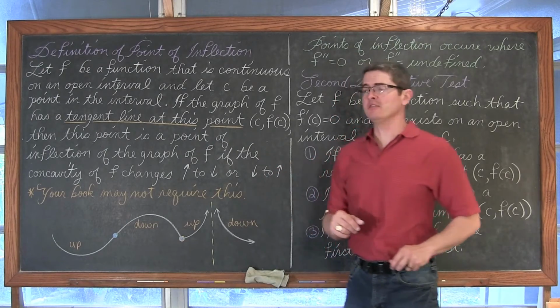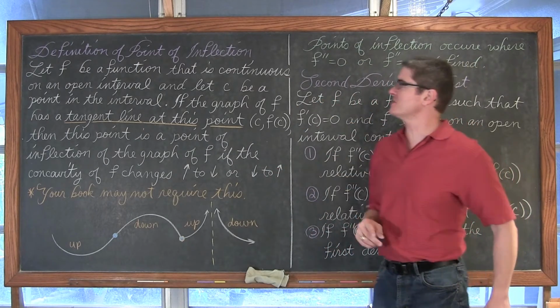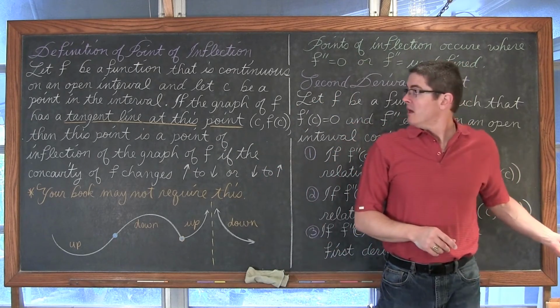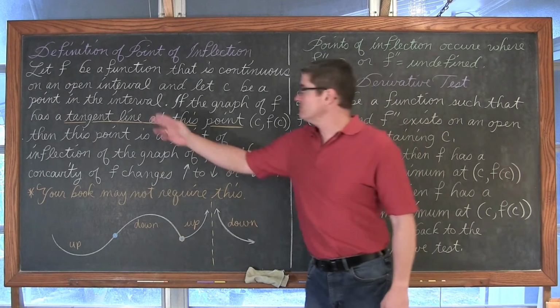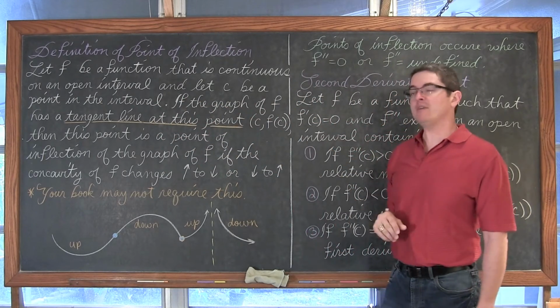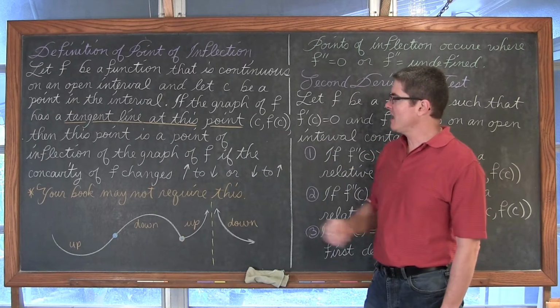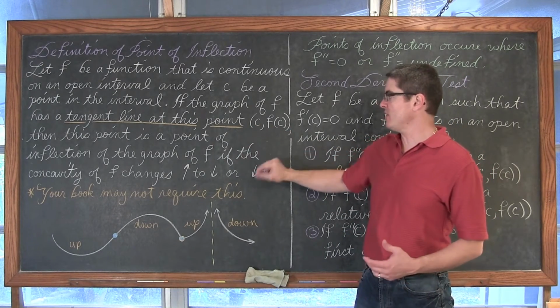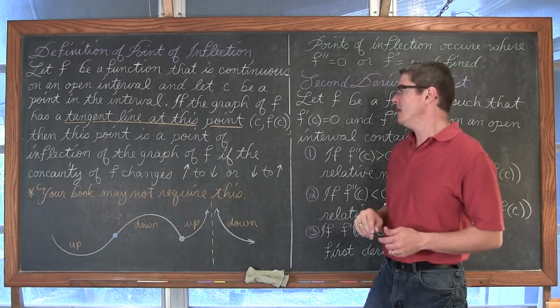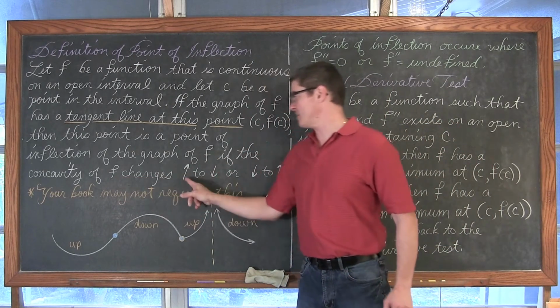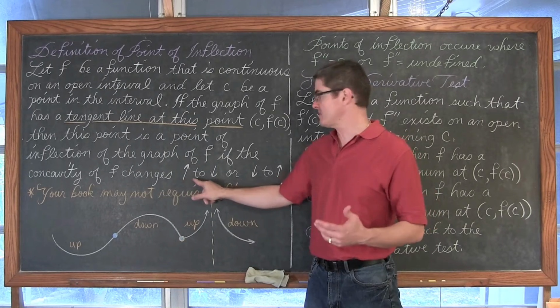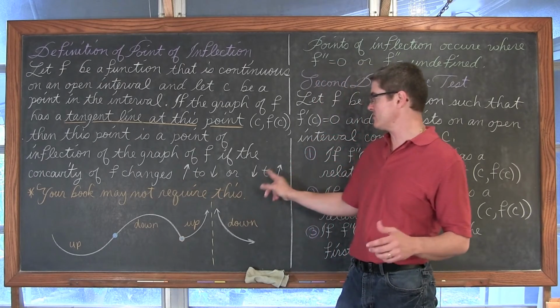Definition of point of inflection. Let f be a function that is continuous on an open interval, and let c be a point in that interval. If the graph of f has a tangent line at this point, c, f of c, then this point is a point of inflection of the graph if the concavity of the function changes from either being positive or concave up to concave down, or concave down to concave up.